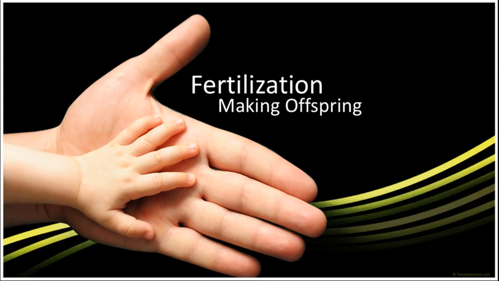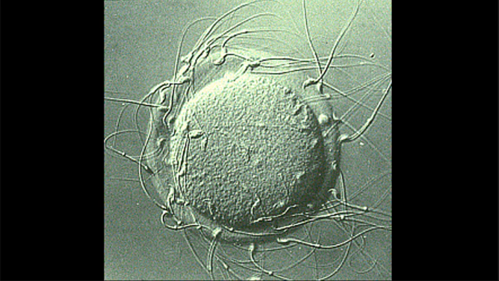Hello, and welcome back to biology. Today, we want to talk a little bit about fertilization and what that means and what happens right after that. So, we know that we have sperm and we have egg, right? And they have to fuse together to form the offspring.